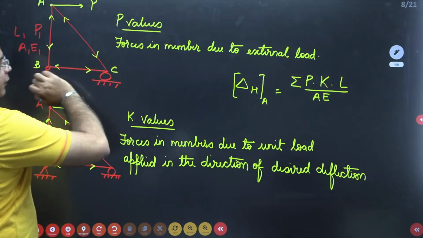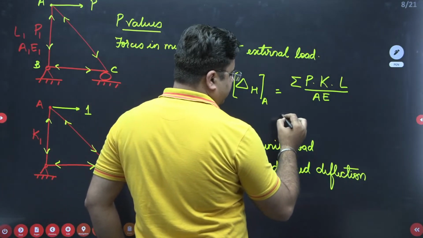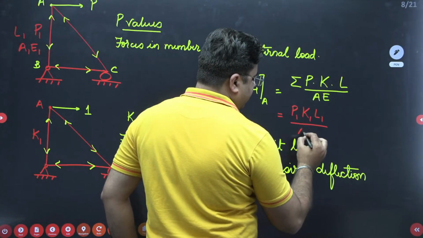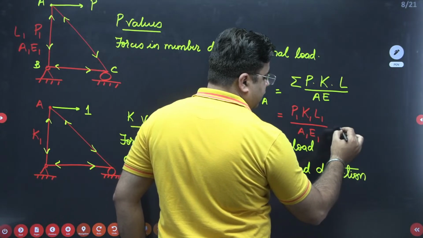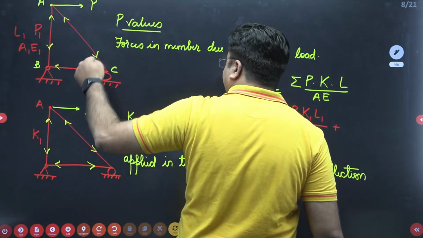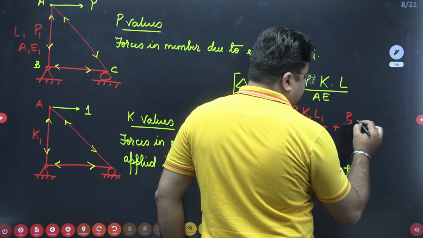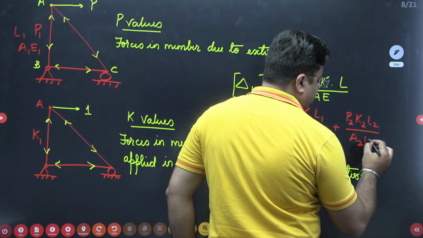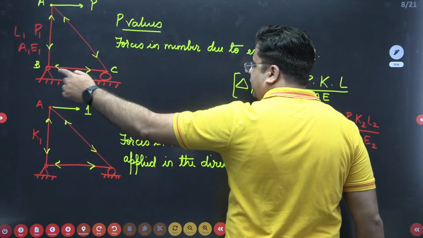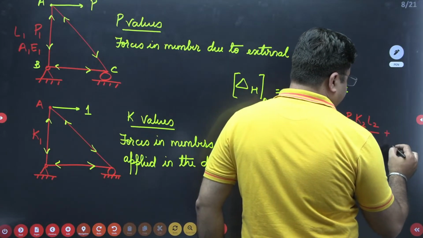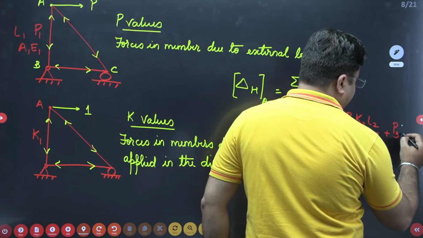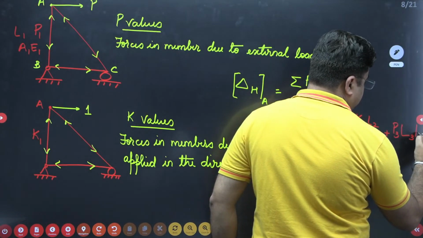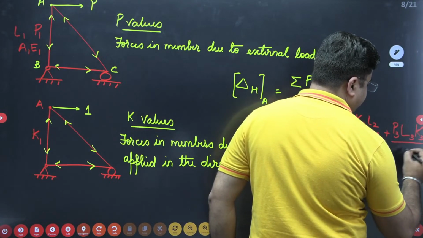So like this, if I have to calculate the total deformation, this will be equal to P1 K1 L1 divided by A1 E1. This is my one term. Then for this second member, it will be P2 K2 L2 divided by A2 into E2. Then for this third member, it will be P3 K3 L3 divided by A3 into E3.